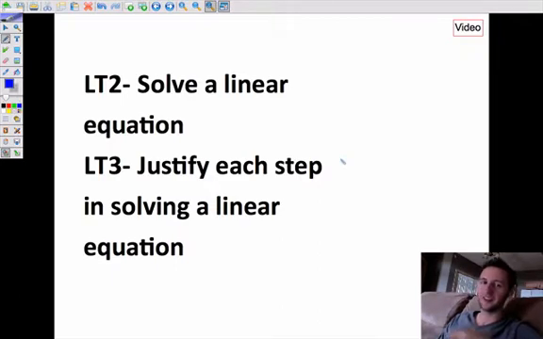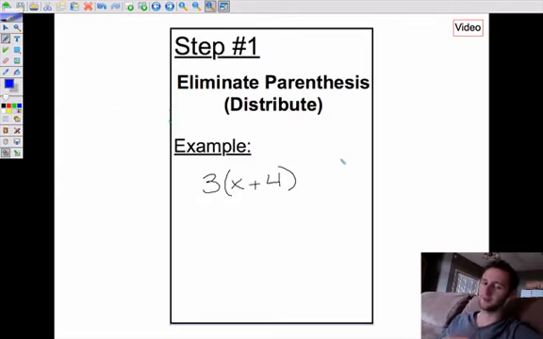Pretty sweet. LT2 is solve a linear equation. LT3 is justify each step in your solving of that linear equation. So it's things that you have definitely done before. Now we are just practicing it a little bit, or remembering it and talking about why those little steps that you do work, or why you can do that.